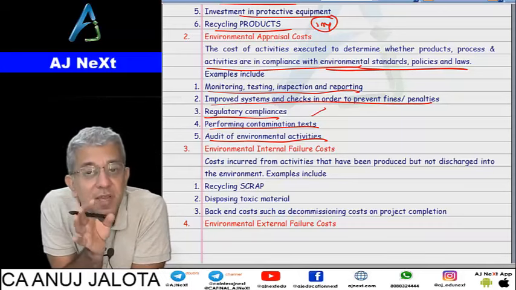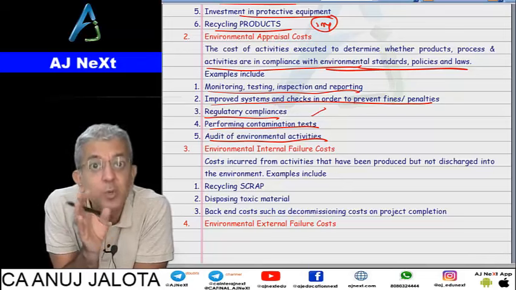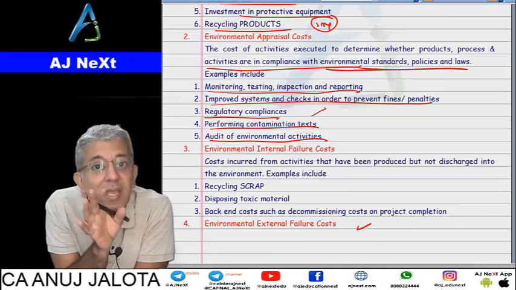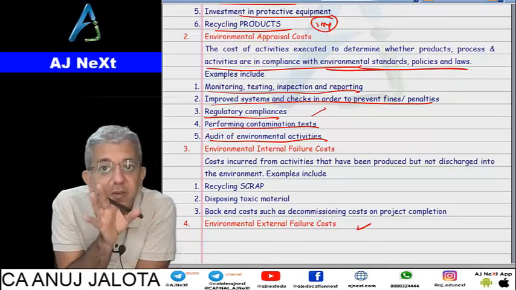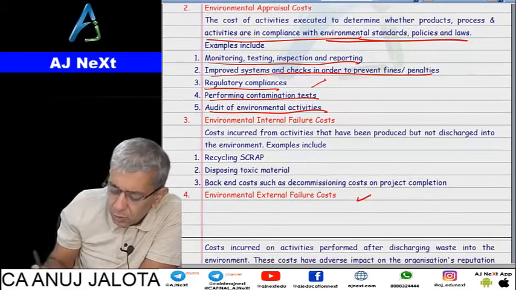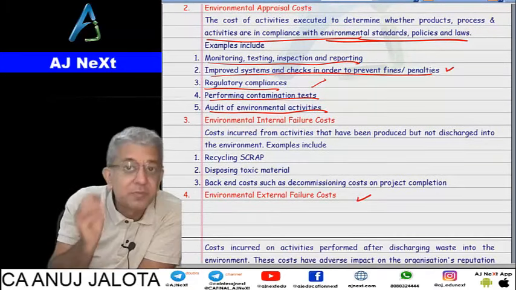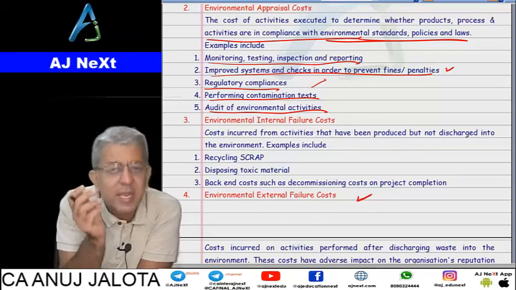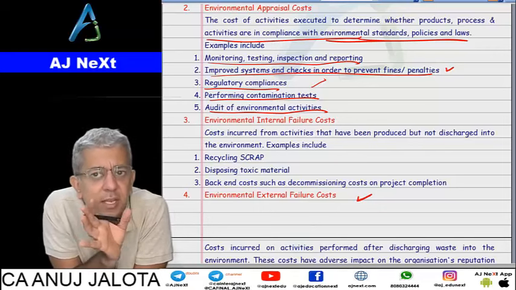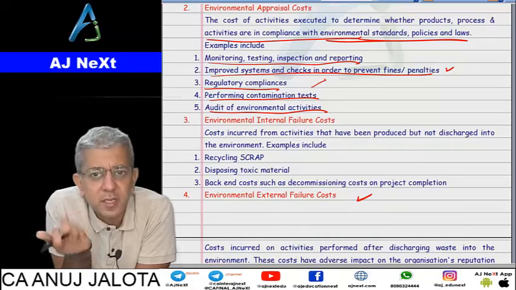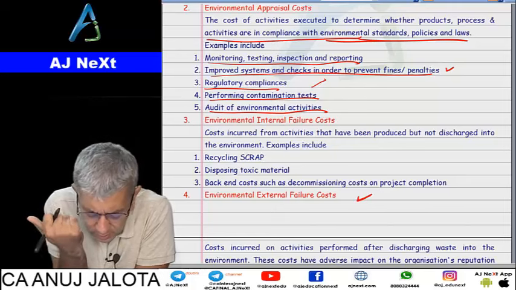Now, if fines and penalties are suppose actually paid, that will come in external failure cost. But any improved system in order to prevent fines and penalties will come over here. So if fines and penalties take place, then they come under failure cost. But anything that will keep a check so that fines and penalties are not incurred will be your appraisal cost.